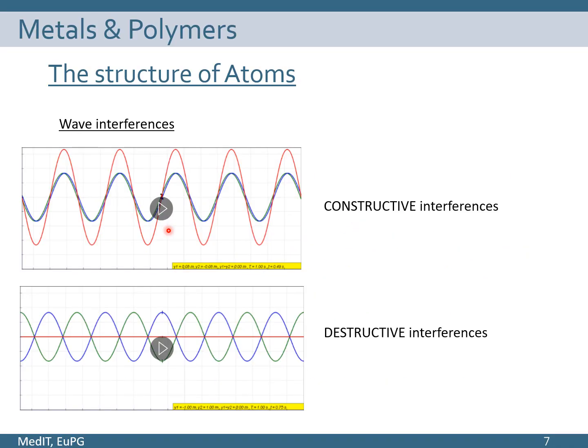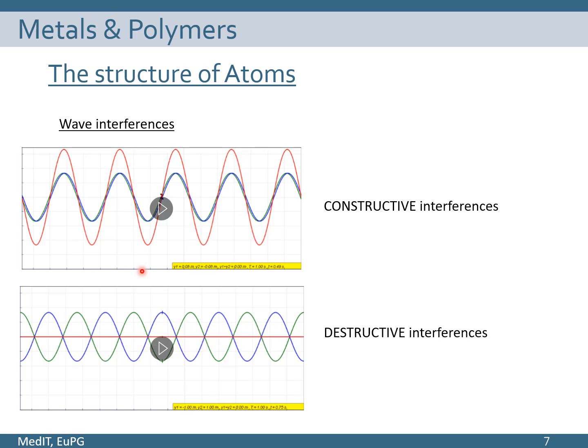I've made some snapshots of the previous nice animation. These are the two most important cases. Let's start with the first one. Here, the waves perfectly overlap. And we say in that case that the two waves are in phase. The phase difference between both waves is 0 degrees or 360 or 720. So the phase difference is an integer multiple of 360 degrees. In that case, again, the two waves perfectly overlap.